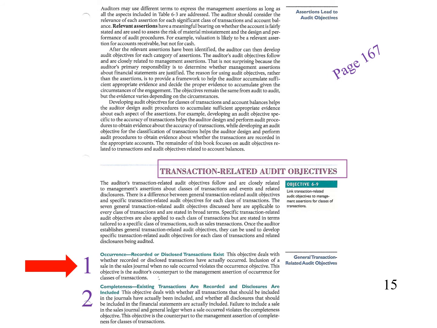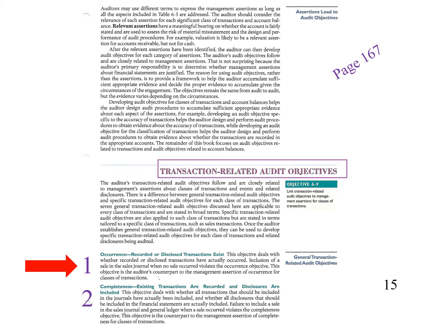Now this section of the book is really, really good, and I want you to read it very closely. The assertions for transactions are general and relate to all transactions. We need to make them more specific when we're auditing a specific account. So if we're auditing sales, then sales in the sales journal are for shipments that actually occurred to non-fictitious customers.